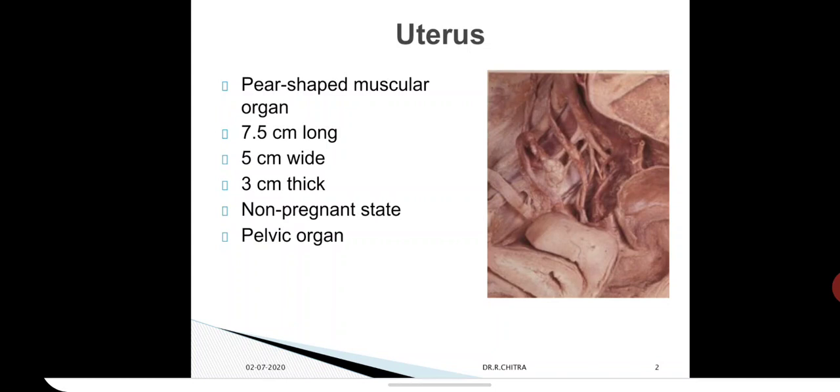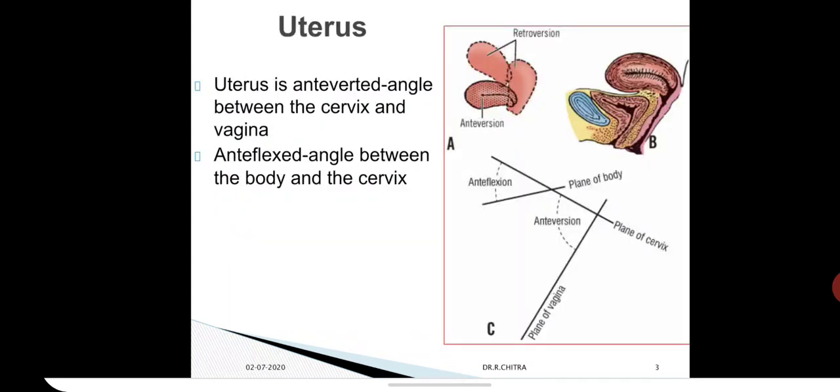The body is 2 times longer than the cervix in the adults, whereas the cervix is longer than the body in the children. Uterus has axis. Normally it lies in the anteversion and anteflexion.